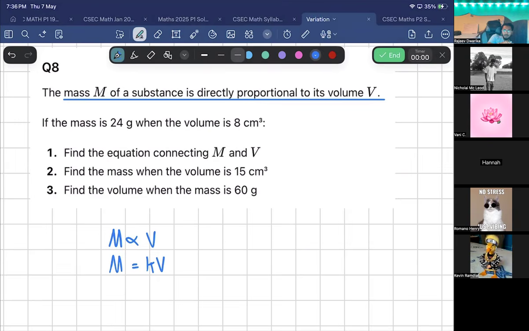Now, to find K, you're looking for a given piece of information. So, are you seeing any given pieces of information? Like, are they telling us anything in the question? Well, the mass is 24 grams. Right. The mass is 24 grams when the volume is 8 centimeters cubed. So they're telling us that M is equal to what? Wait, it's telling us M is 24, and they're telling us that V is what? V is 8. Sorry. Right.